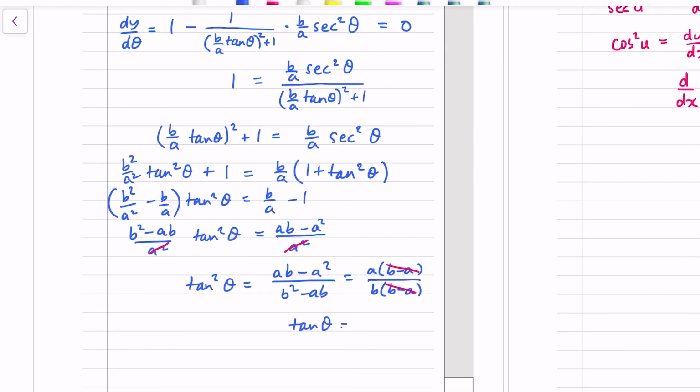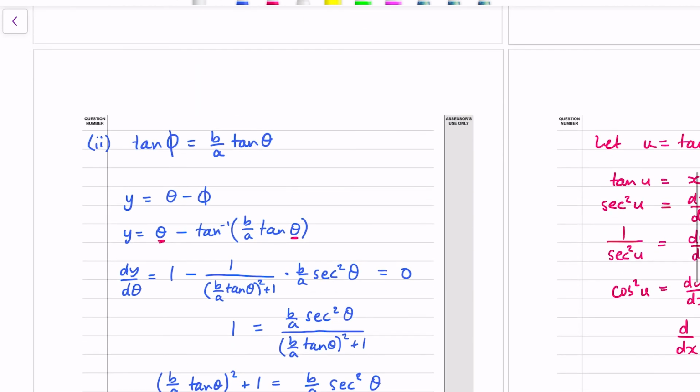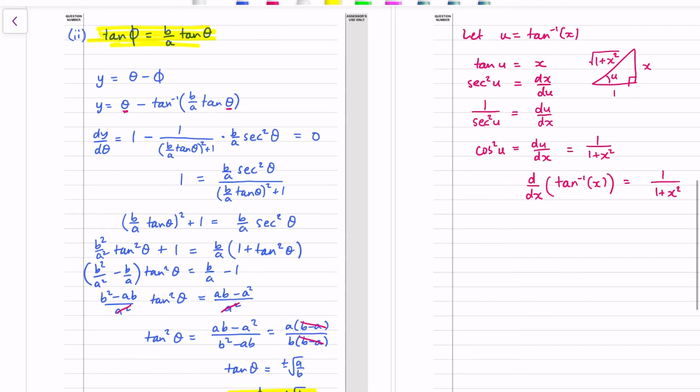So tan theta is equal to plus or minus root a over b. And from that we can find tan phi, because the question does ask about phi. It turns out that this is plus or minus root b over a. So phi is the inverse tan of plus or minus root b over a. To find that last relationship, the phi one, we just go back to this relationship here and replace the tan theta with the expression we found. Okay, so that involves differentiating using the arctan function, which you might not have known.